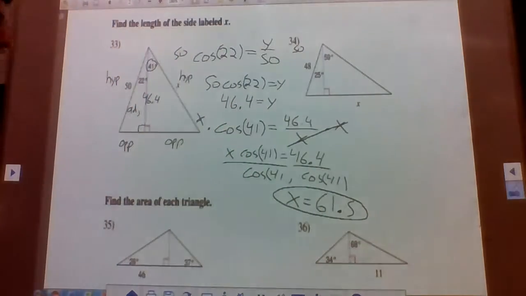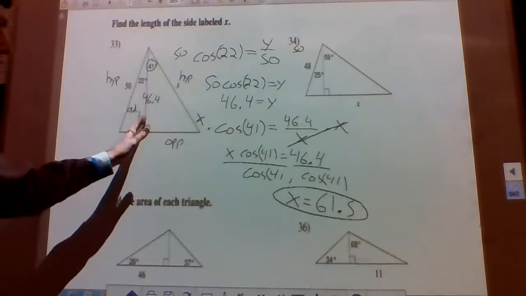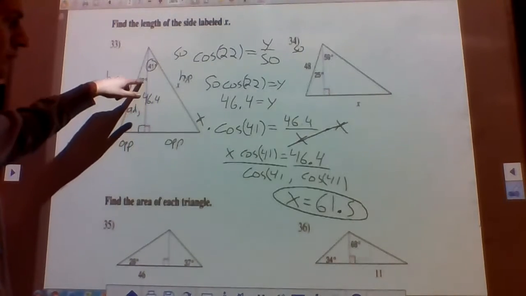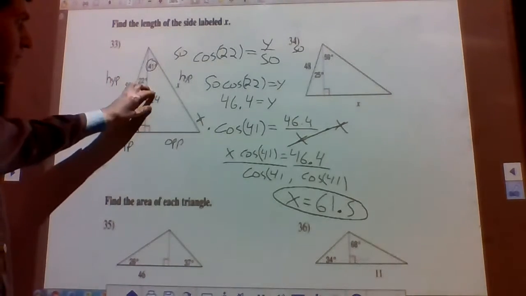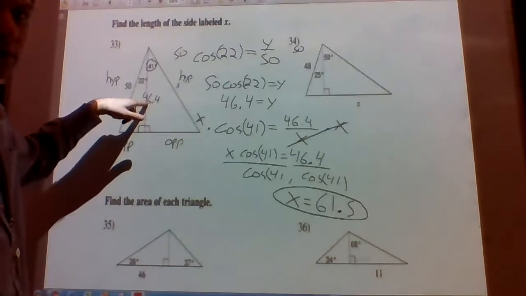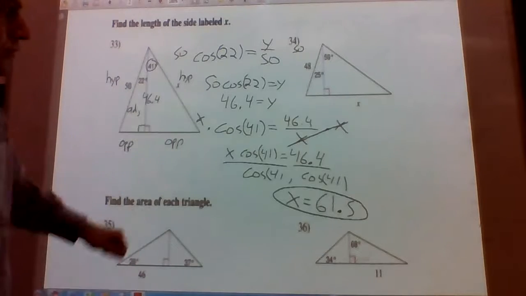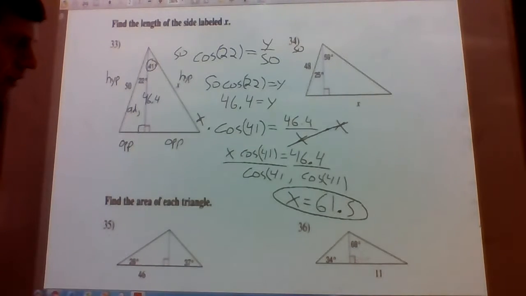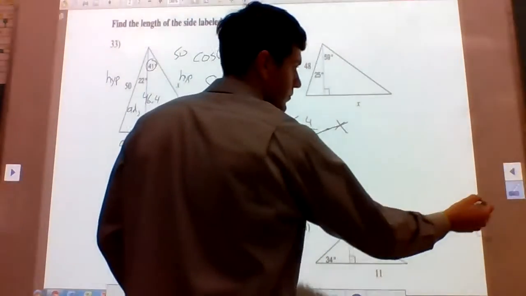So we had to find the altitude first using the first angle. Once we found that, we could do the cosine of 41 equals what we found in the first equation over x, the hypotenuse of the second triangle. Okay, number 34.